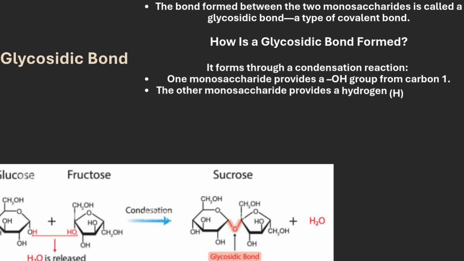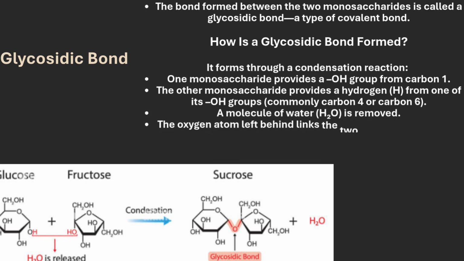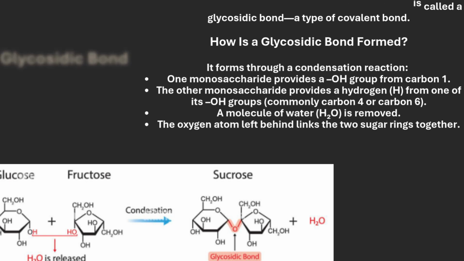How is a glycosidic bond formed? It forms through a condensation reaction. One monosaccharide provides an OH group from carbon 1. The other monosaccharide provides a hydrogen, H, from one of its OH groups, commonly carbon 4 or carbon 6. A molecule of water is removed. The oxygen atom left behind links the 2 sugar rings together.